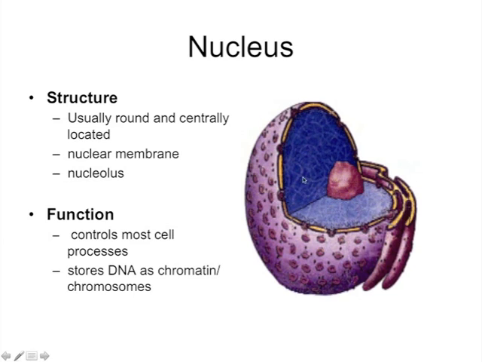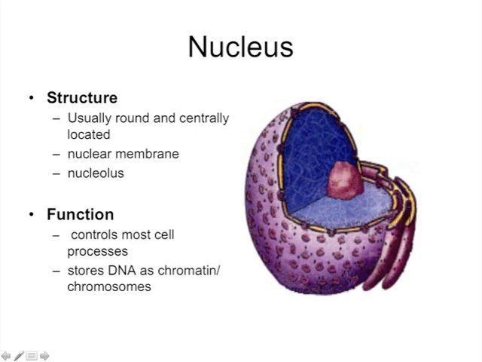It stores the DNA, so in our picture here you might be able to see some little squiggly lines in there. That's the artist's representation of that DNA. And it keeps that DNA in two different forms. If that DNA is being used, then we call it chromatin. It's this kind of long thread-like piece of DNA, which is what you're seeing over here.